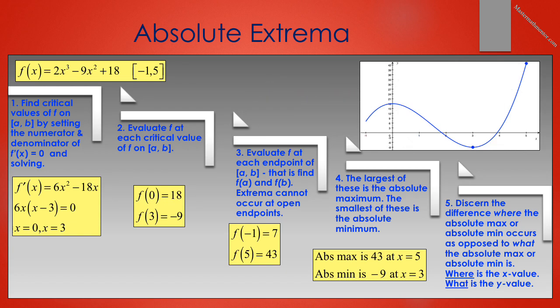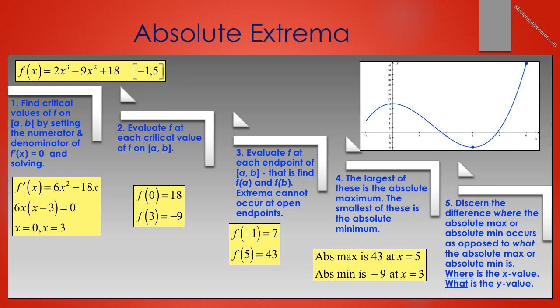It is always beneficial to graphically confirm your results. Shown here is the graph of the function, and we can see that the absolute minimum is also a relative minimum, while the absolute maximum is not occurring at the location of the relative maximum. It occurs at one of the endpoints.